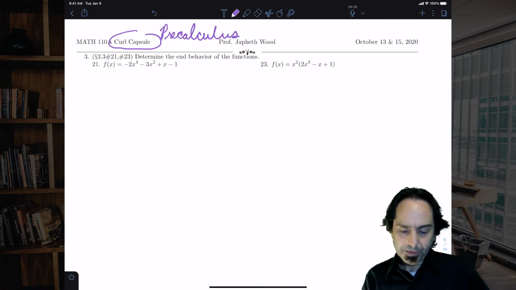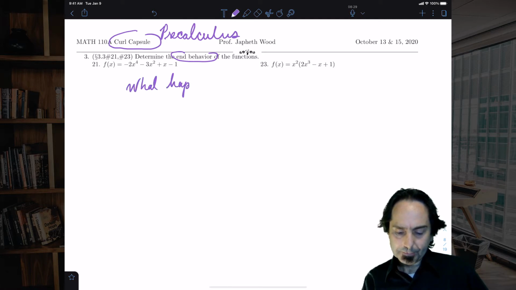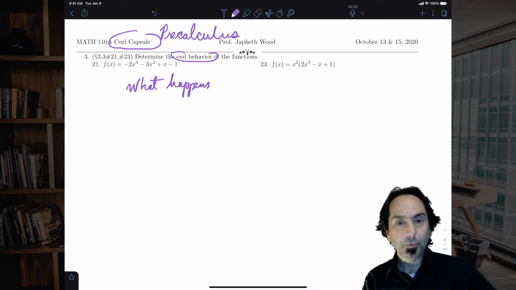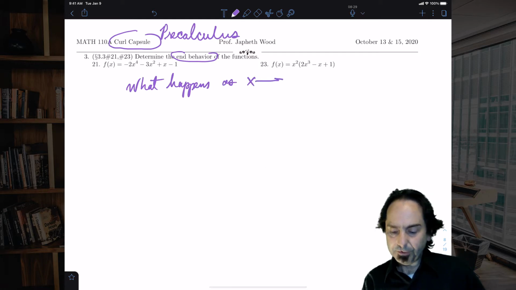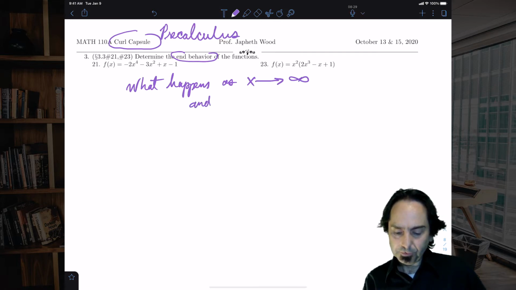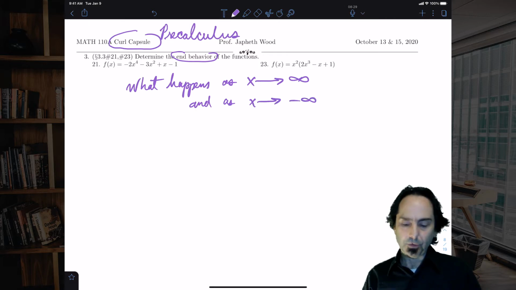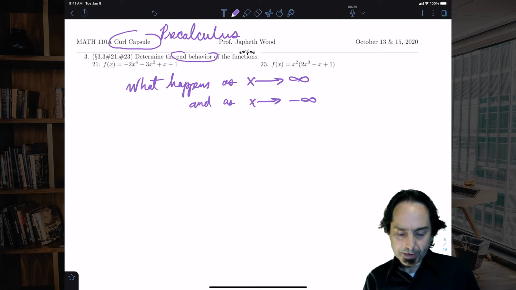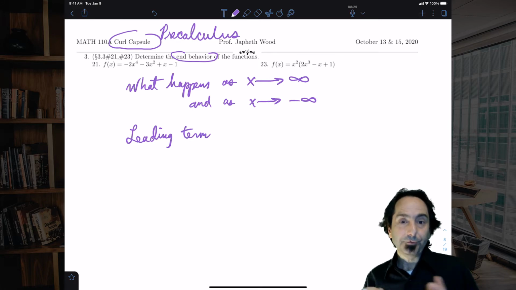Okay, so we want to look at the end behavior. And end behavior really asks the question: what happens in one of two things. As x gets bigger and bigger and goes to infinity, and also as x goes to negative infinity, so all the way to the right or all the way to the left. And it really depends on the leading term, because for large values of x, the exponent is really what determines the size of the thing.